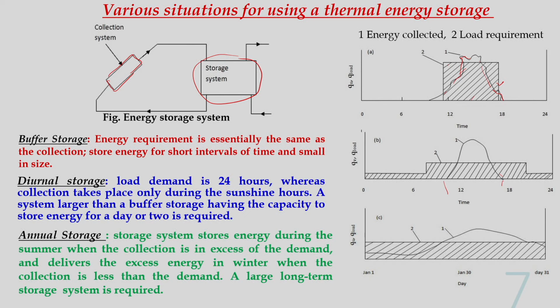So, long term storage is required. Okay. There are many configurations for long term storage. As far as thermal energy is concerned, this storage system stores energy during the summer when the collection is in excess of the demand, okay, and delivers the excess energy in the winter when the collection is less than the demand. A large long term storage system is required for this kind of situation. As you can see here, okay. So, storage will be for 6 months and then delivery will be for another 6 months.